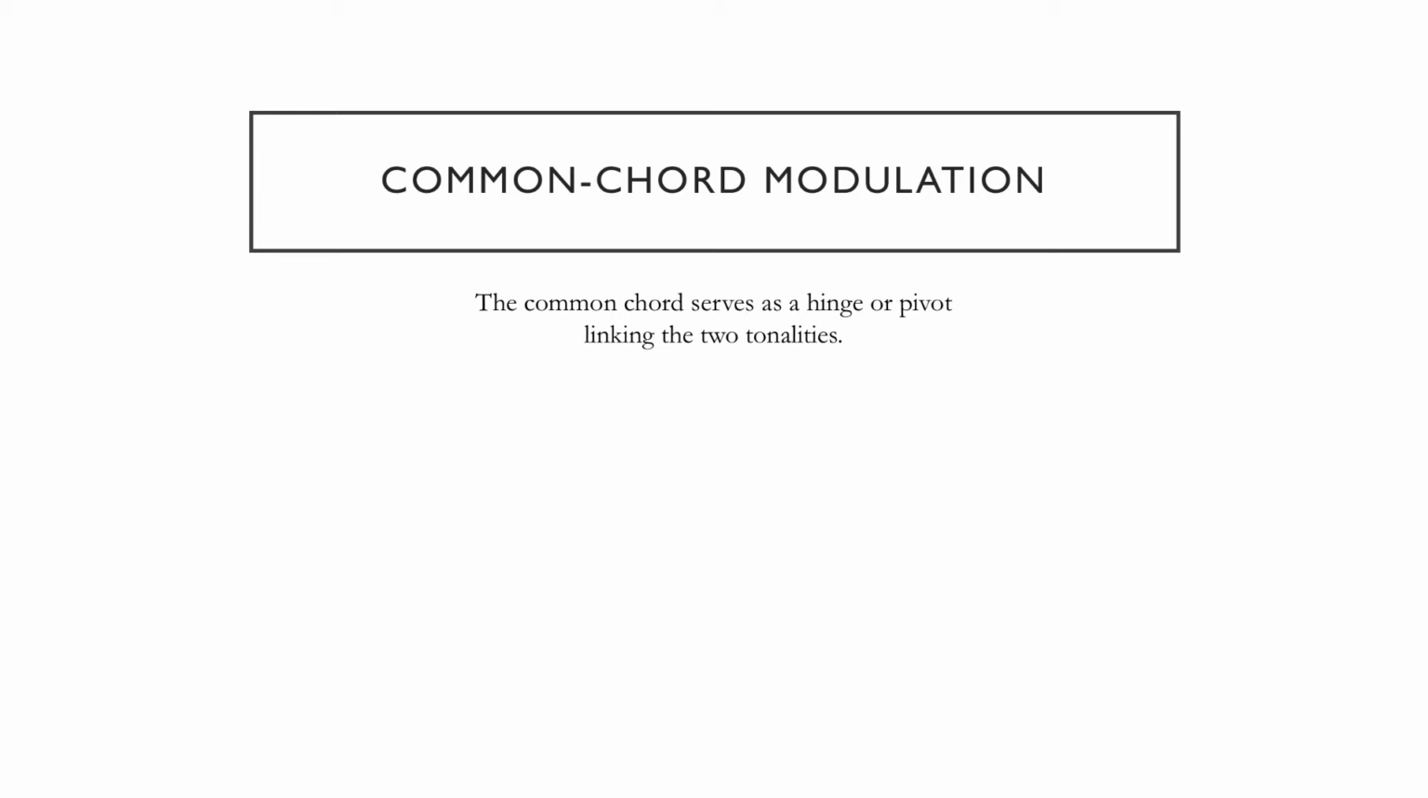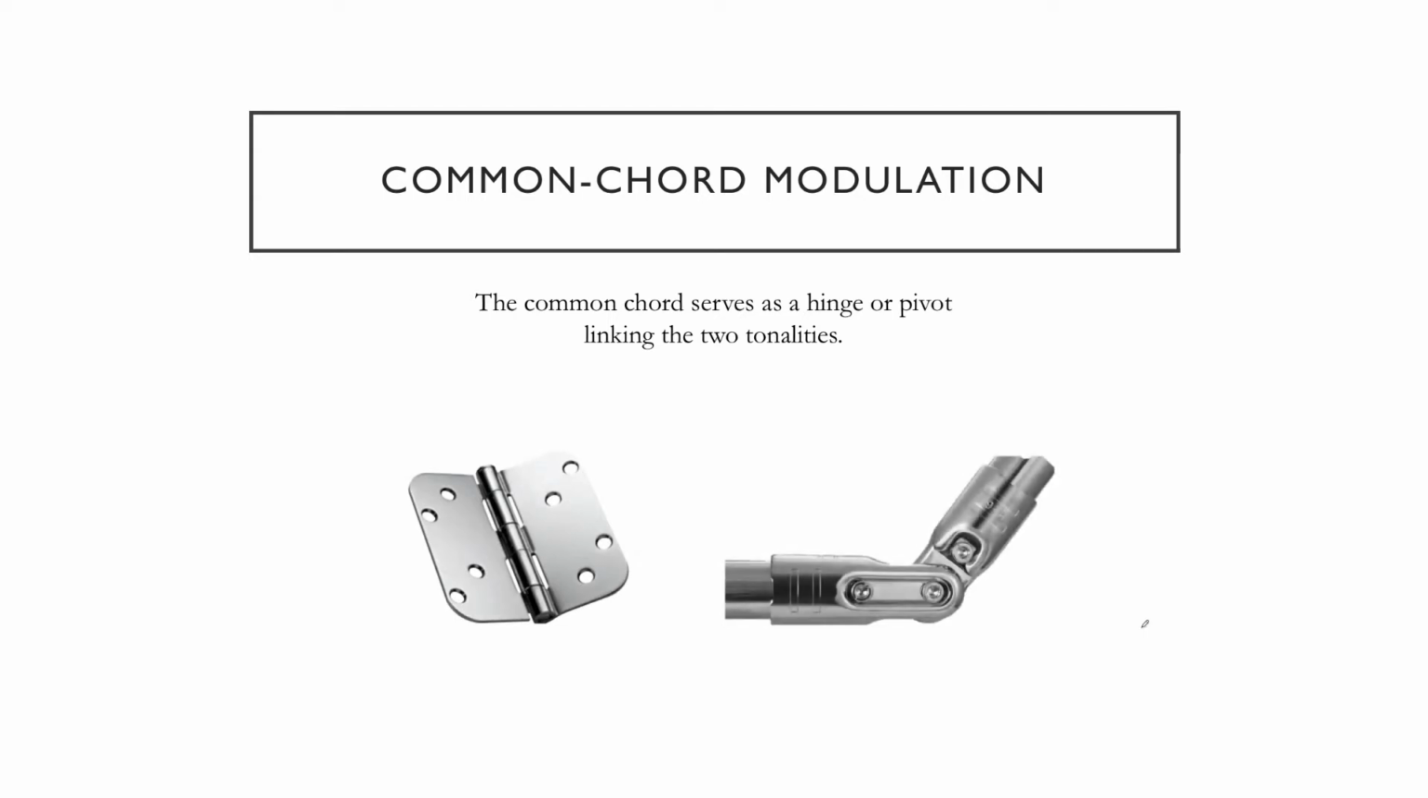For those who don't know what a hinge is, this is a hinge and this is a pivot. The terms perfectly make sense because this point is exactly what a common chord does in a common chord modulation.